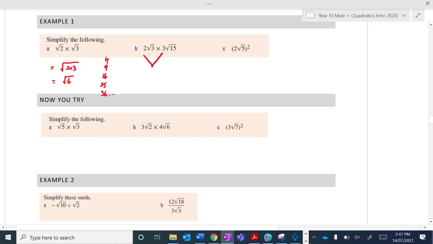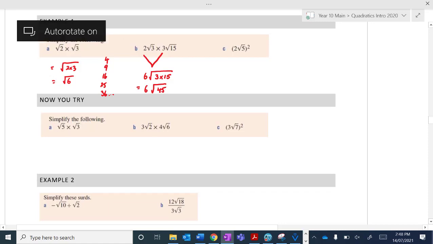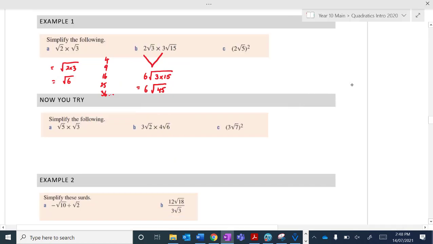Let's do this one together. First of all, 2 3s are 6. Okay, so 6. And of course, we've got 3 times 15, so that's going to be 6 root 45. Now, in this one, can we simplify? Hopefully you recognise that yes, 45 has a factor which is a perfect square, which means 9 goes into 45.